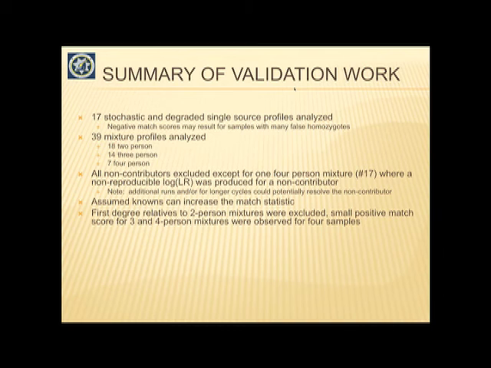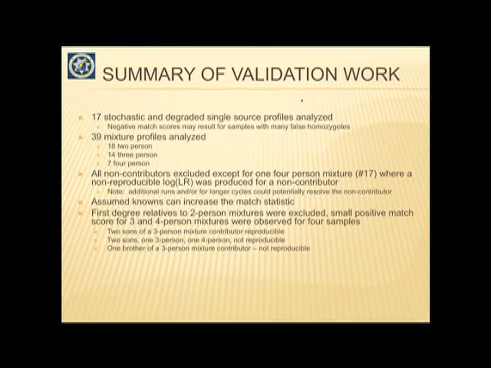First degree relatives to 2-person mixtures were all excluded, but small positive match scores were generated for 3 and 4-person mixtures, for actually 5 samples for the first degree relatives. And only 2 of those mixtures were those results reproducible. The other 3 were not.